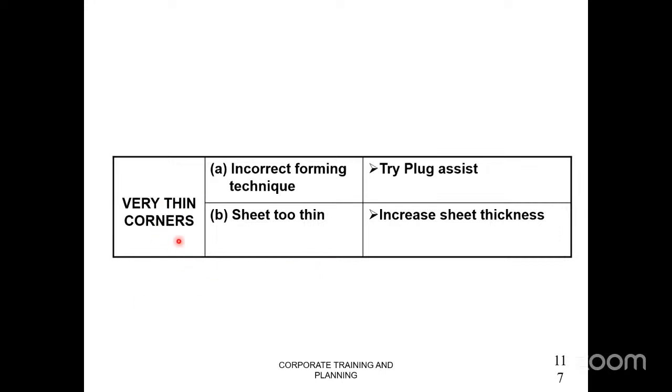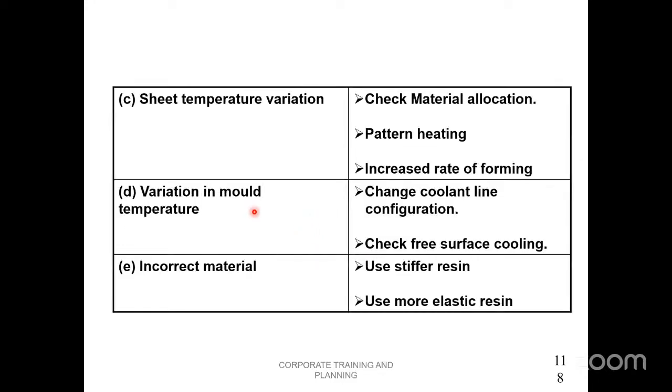Very thin corners also affect it. Therefore, incorrect forming technique, sheet too thin, and therefore the corners are very thin, and sheet temperature variation. Due to that also thin corners will take place. Variation in mold temperature also indicates thin corners. Incorrect material also contributes to thin corners.